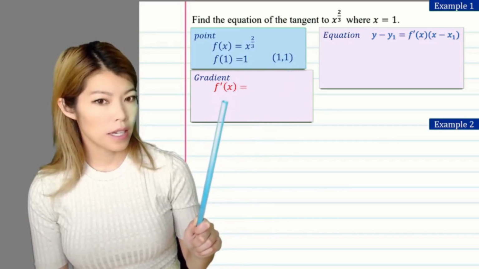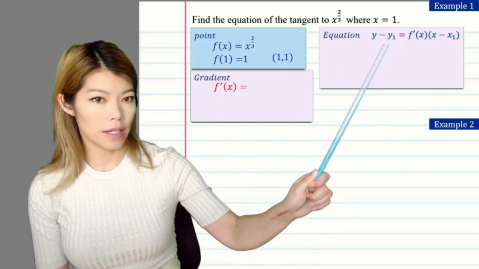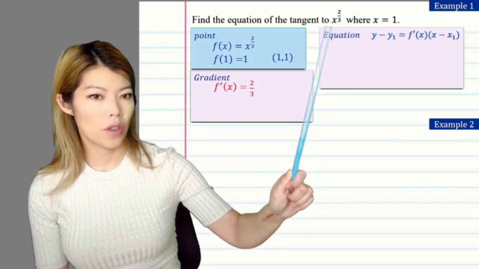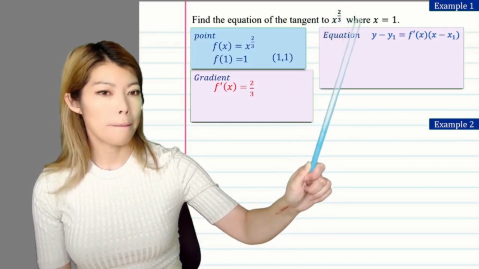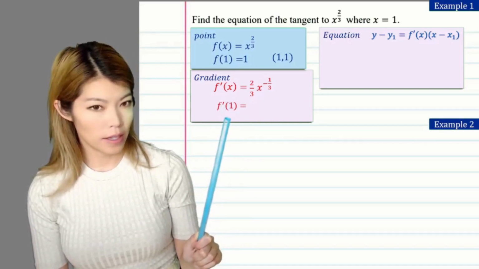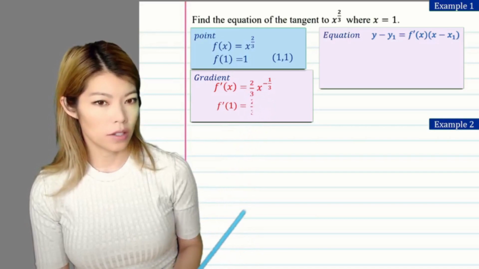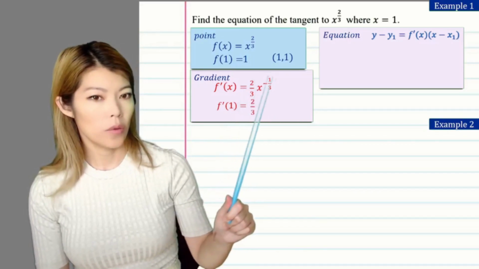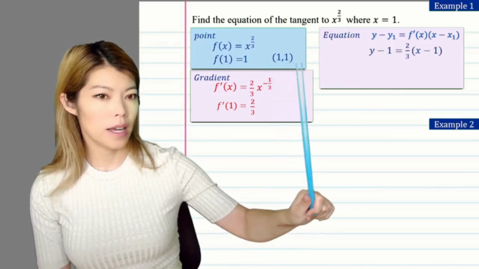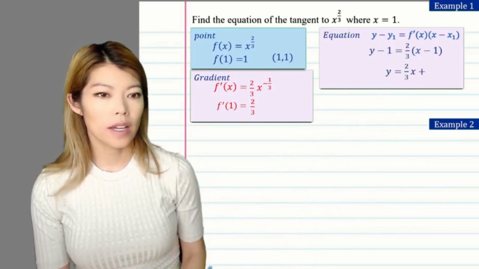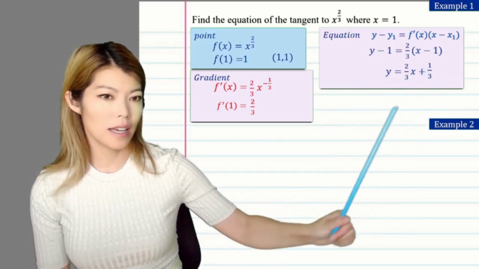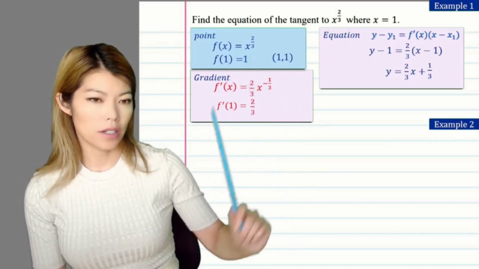Next, we're going to find the gradient, the derivative at 1. So first, the derivative. To derive that, 2/3 goes to the front, and then 2/3 minus 1 is minus 1/3. Now at 1, substituting 1 in, we have 2/3 times 1 is just 2/3. So that's the gradient. We have a point, we have a gradient, put into the linear equation, we have y minus 1 equals 2/3 (x minus 1), and rearrange to obtain that linear equation. So that's a tangent at x equals 1 to that function.